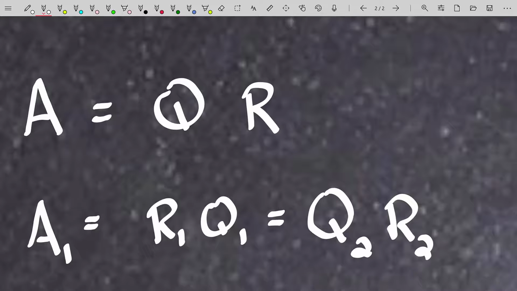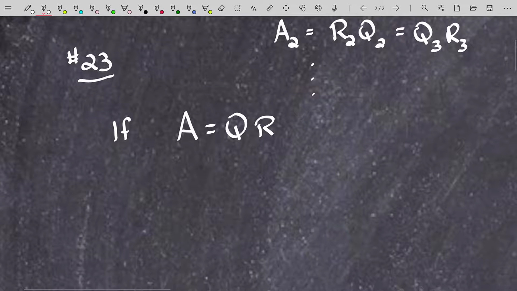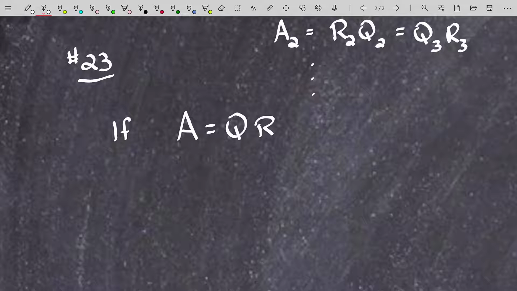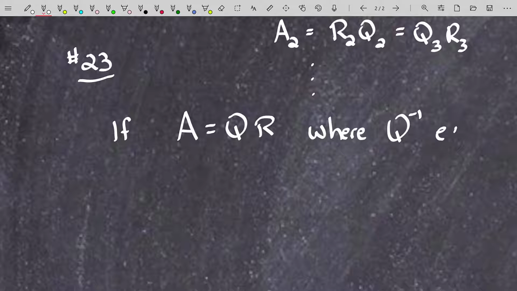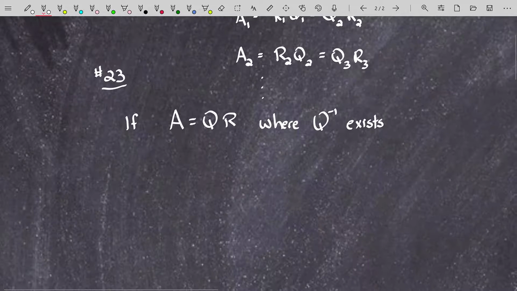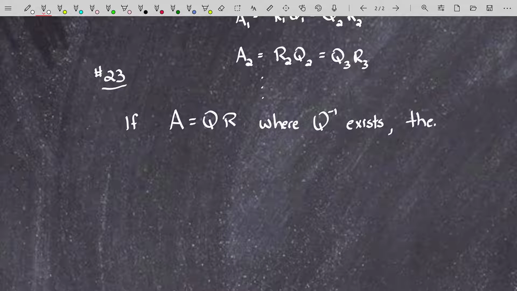So I'm just going to do that. If A is equal to QR, with Q invertible, where Q inverse exists, show that then A is similar to A1, which is equal to RQ.